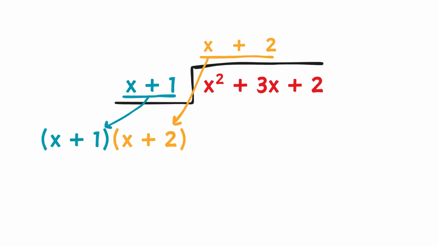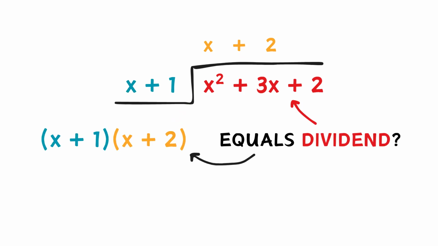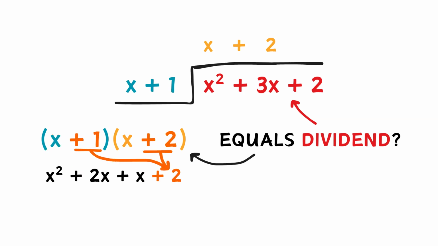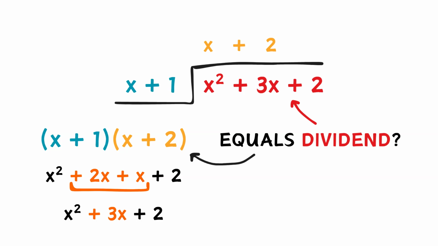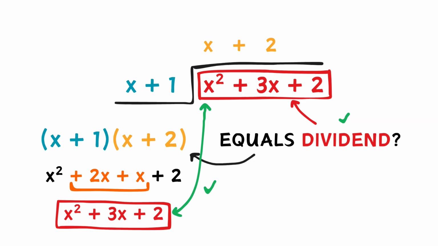To check our work, we can multiply our quotient and divisor together, which should give us the dividend. x times x is x squared, x times 2 is 2x, 1 times x is x, and 1 times 2 is 2. Combining like terms, we can add 2x and x together to get 3x. This is x squared plus 3x plus 2, which indeed equals the dividend, so we successfully found the quotient.